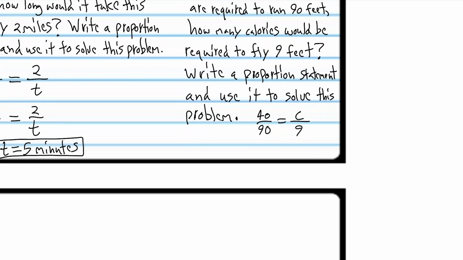So all we have to do is reduce the fraction on the left by dividing both numbers by 10, and you get 4 over 9 is equal to C over 9, which obviously means that C is equal to 4.